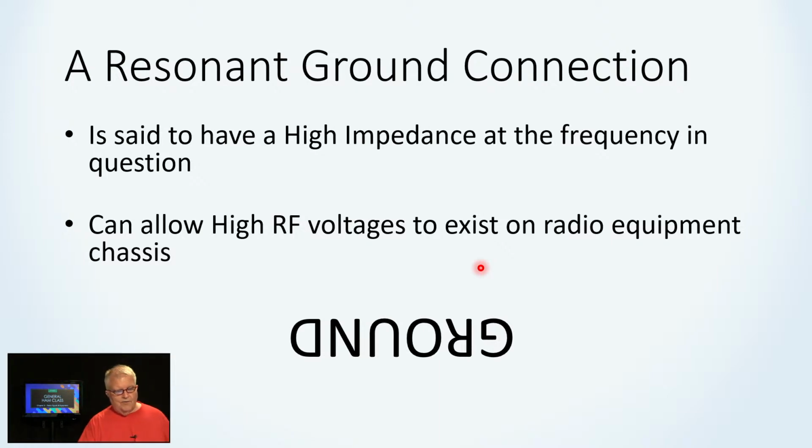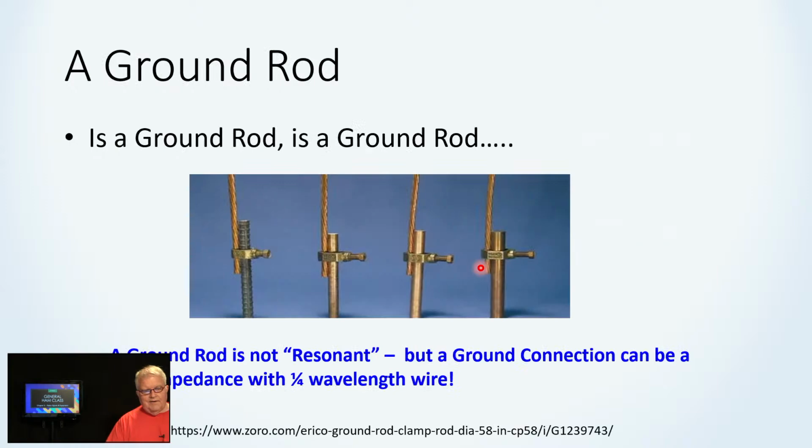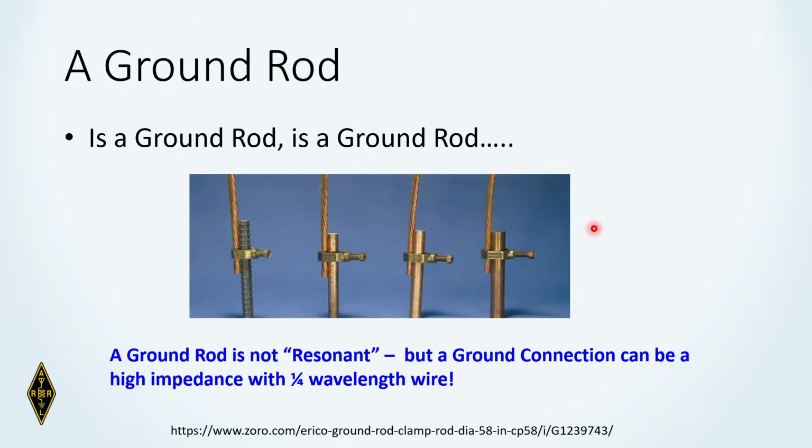on radio frequency chassis. Now, the ground rod itself that you pounded 8 feet into the ground is still good. It's not resonant itself. A ground rod is a ground rod. But the ground connection, the wire that is a quarter wavelength long, can be an open circuit at that particular frequency and not be good. So the ground connection can be said to be resonant, not the ground rod.